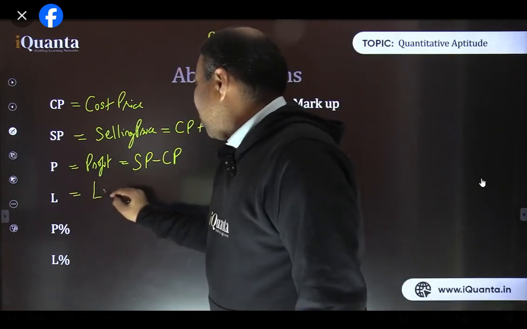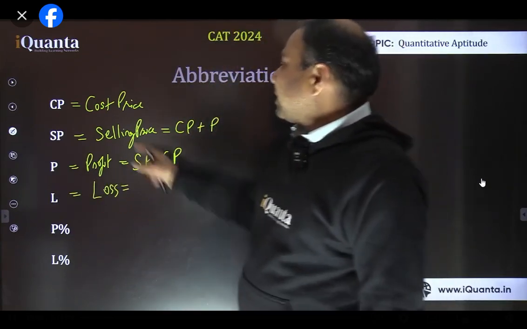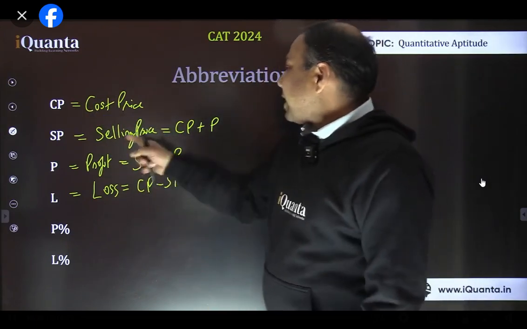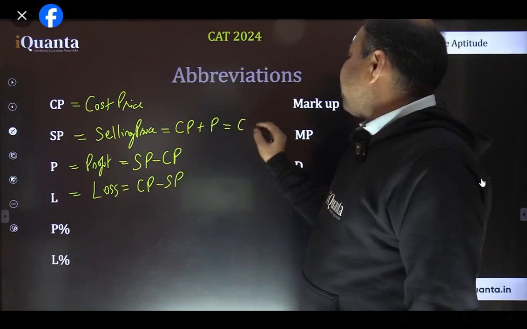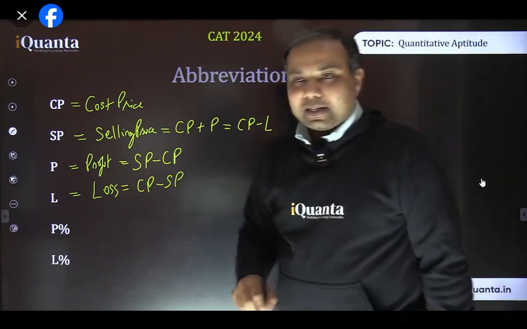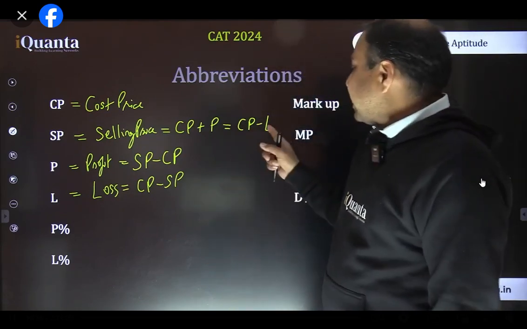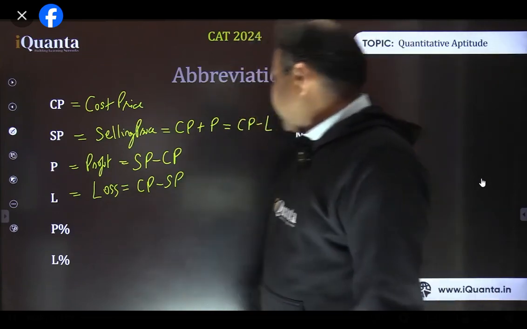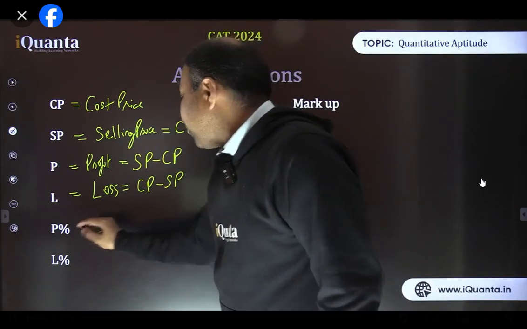So L refers to loss here. So loss will be there if cost price is more than selling price. So CP minus SP, right? So in that case, SP could be CP minus loss as well, right? So if it's a situation of loss, in that case, SP will be basically CP minus loss. Okay?